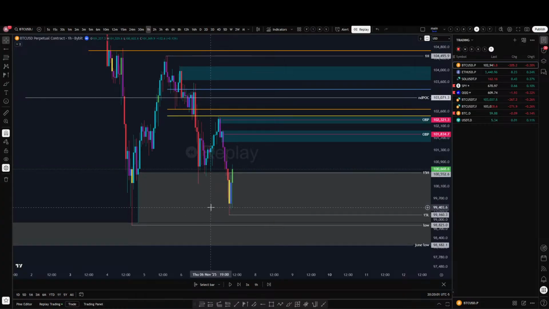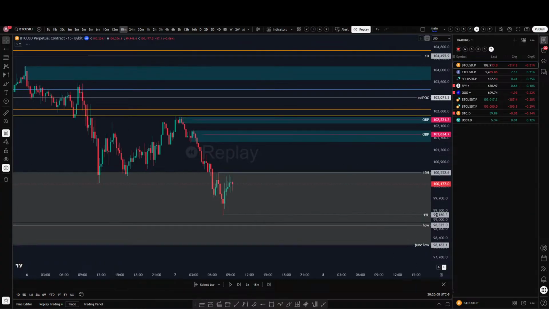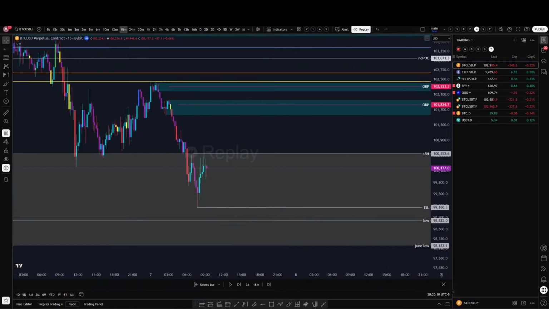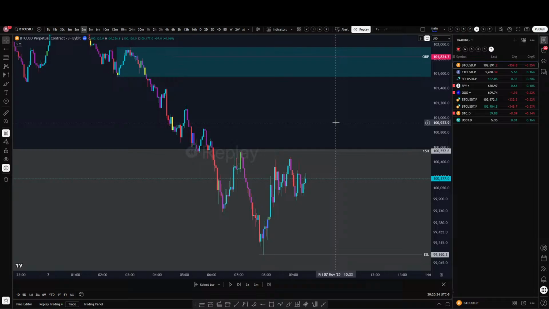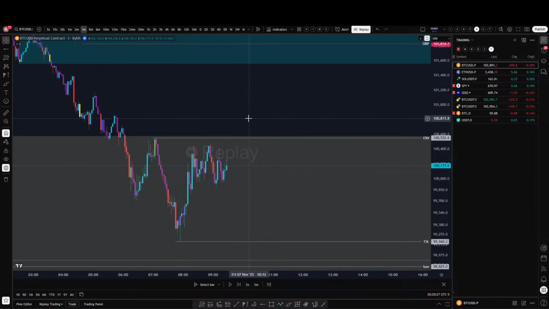Usually when we bounce from the 886, we go down to it if we did not break. But actually we did bounce from the 886, and we broke structure. So let's go back to the 3 minute to see how we traded today, what our levels were, and where we rejected.